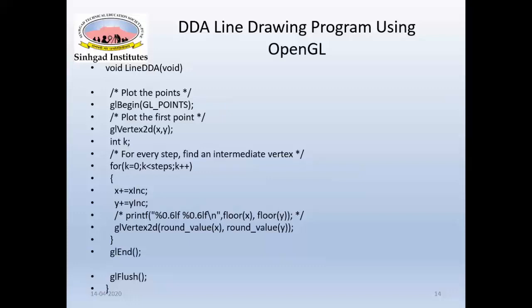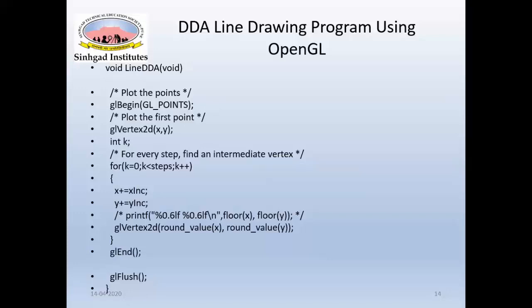Then this function continued here. In glBegin, GL_POINTS and glEnd, we are going to plot the first point, that is glVertex2D, with the first starting position value as x and y. Then with the help of this for loop with counter variable k, for every step we are finding an intermediate vertex from starting x1, y1 to the end x2, y2.